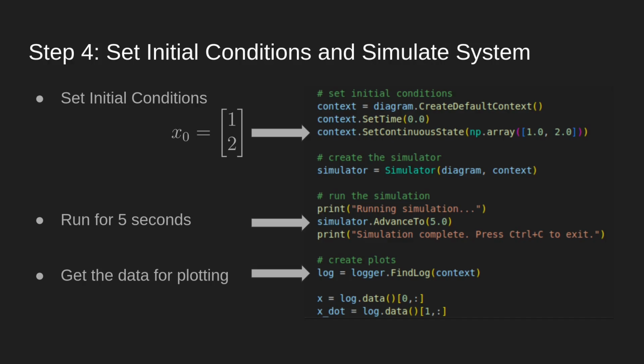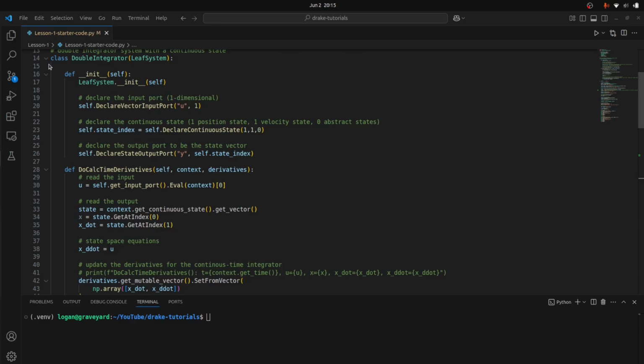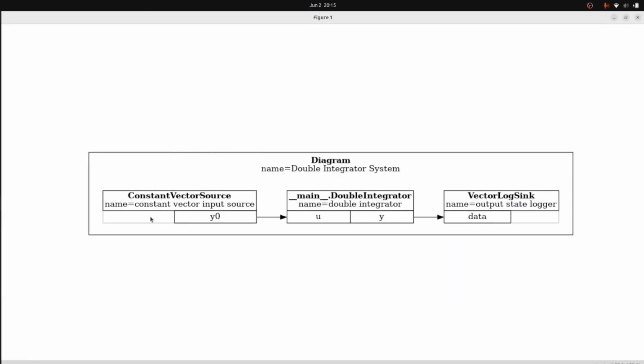Alright, so now let's hop into VS Code and run the starter code that I provided. Okay, so I'm in VS Code looking at the lesson 1 starter code. If I go ahead and I run this file, the first thing that's going to happen is we're going to see this diagram of our system. So we have a constant vector source.